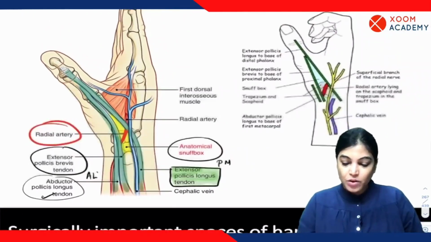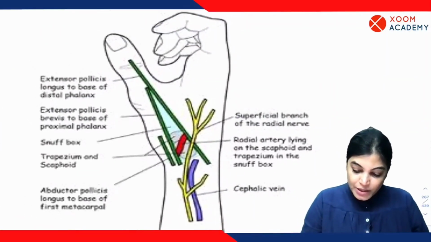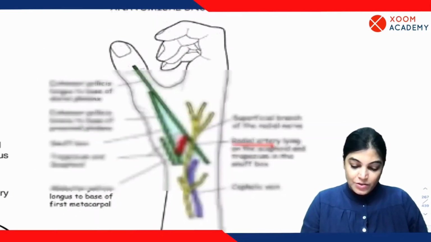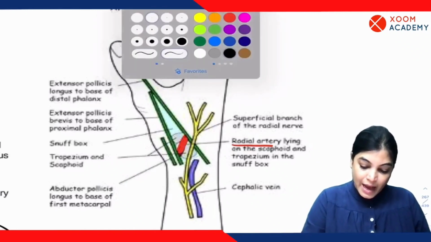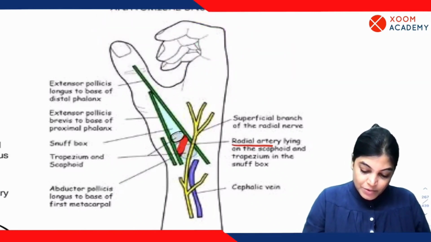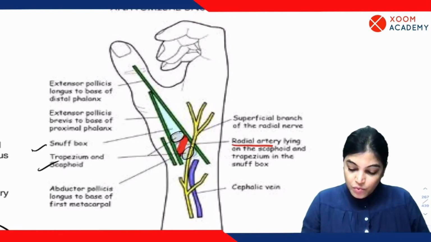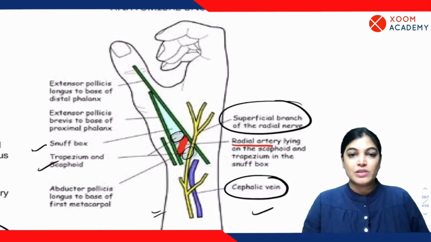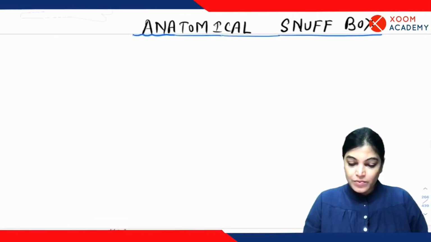Other than that, I would also like to show you this diagram, where you can appreciate the radial artery is shown in the red color. So here the radial artery is shown in the red color, which is the content. But other than that, it has the scaphoid bone and trapezium bone as the floor structure, and in the roof it has the cephalic vein and the superficial branch of radial nerve which is traversing. I would like to write these points for you so that you can revise it later.